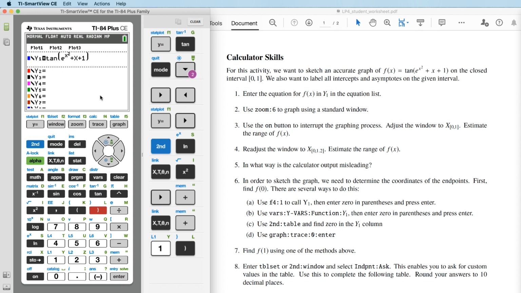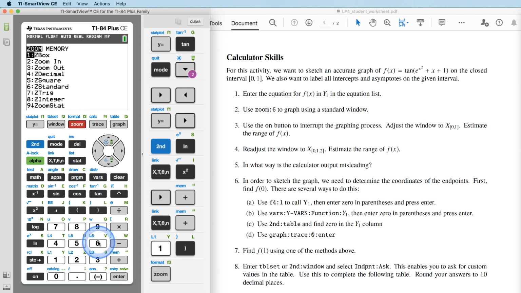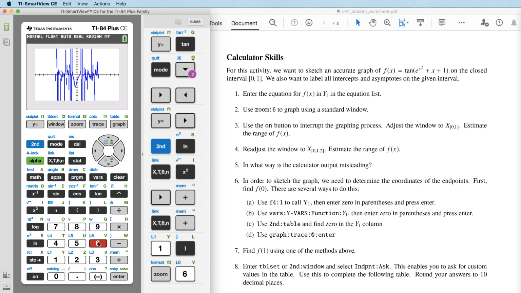But if you ever want to just quickly start with a standard window, if you're not sure what your window should be, I like to start with Zoom 6. It's a standard window. It graphs from -10 to 10 on both the x-axis and the y-axis, counting by a scale of 1. So Zoom 6, and that is often sufficient. Now that graph doesn't look very great. Looks a bit strange.